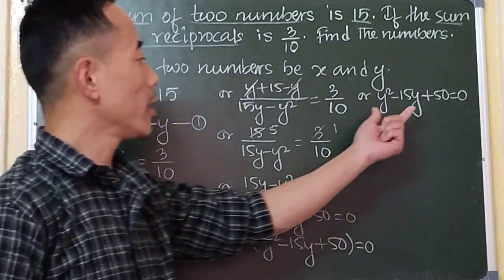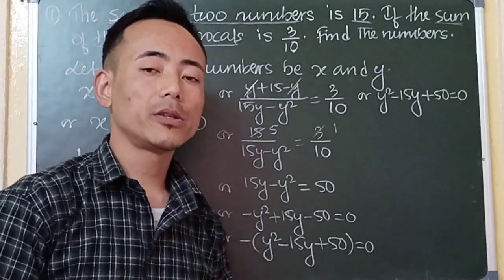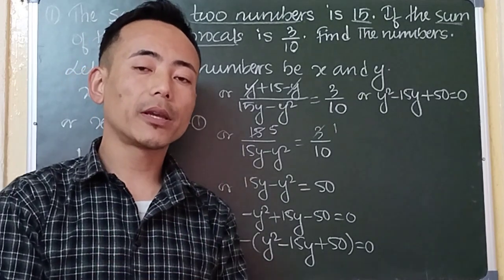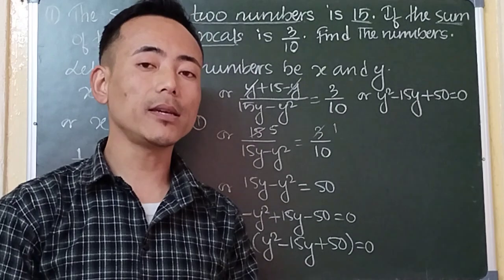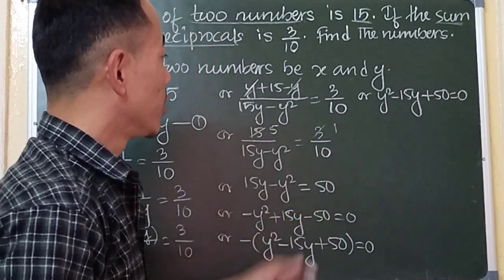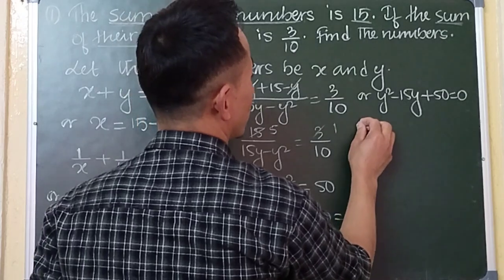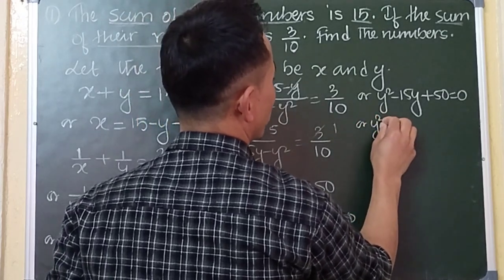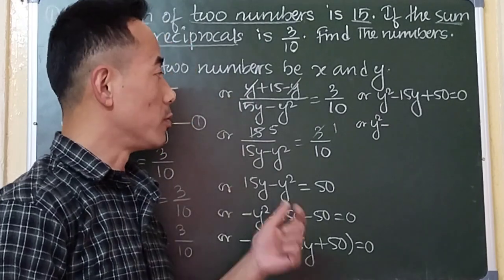Now we will solve this quadratic equation, and for solving this quadratic equation what you have to do is you have to take either the middle term breaking, that is factorization, or you can use quadratic formula, whichever way you find it easy you do that. So I'll take middle term breaking or factorization method to find the value of y. So here, if you don't know how to do factorization, then I have already discussed this in my previous video, so please do check that.